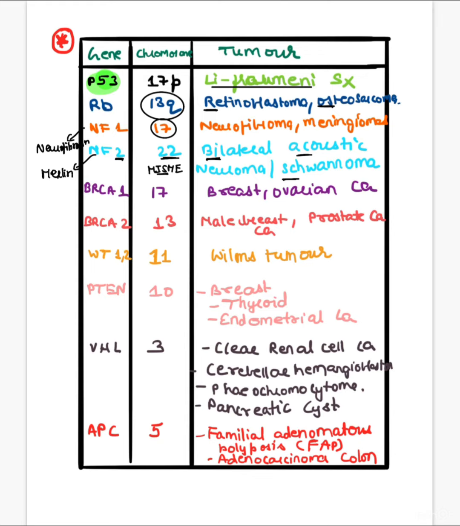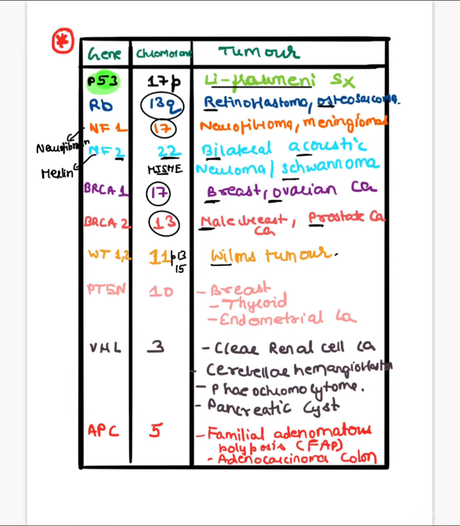Then coming on to BRCA1 and BRCA2. This BRCA1 is located on chromosome 17 and BRCA2 on 13, and both of them are involved in breast cancer. BRCA1 in breast and ovarian cancer, BRCA2 in your male breast cancer and in your prostate cancer. That is BRCA2. Then Wilms tumor 1 and 2, that is 11p13 and 11p15, guys.